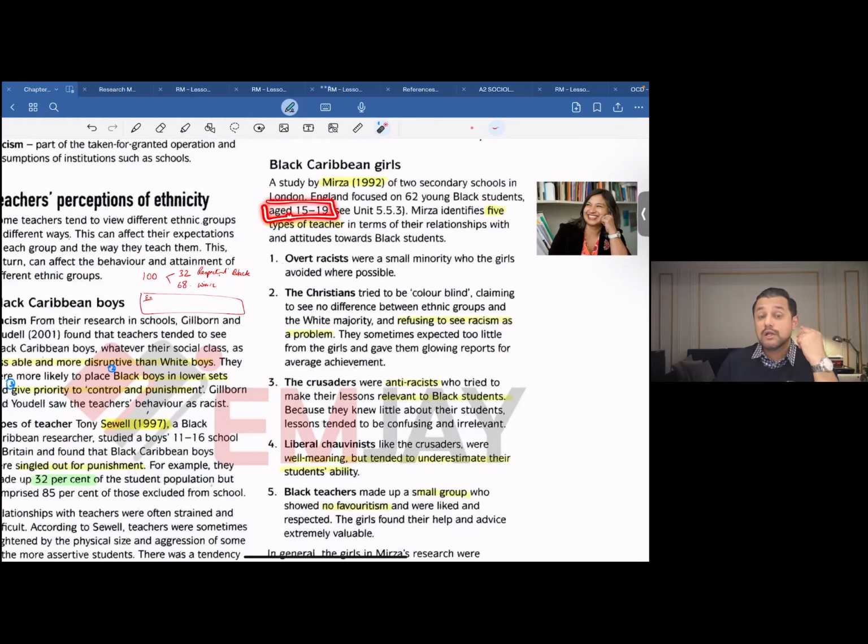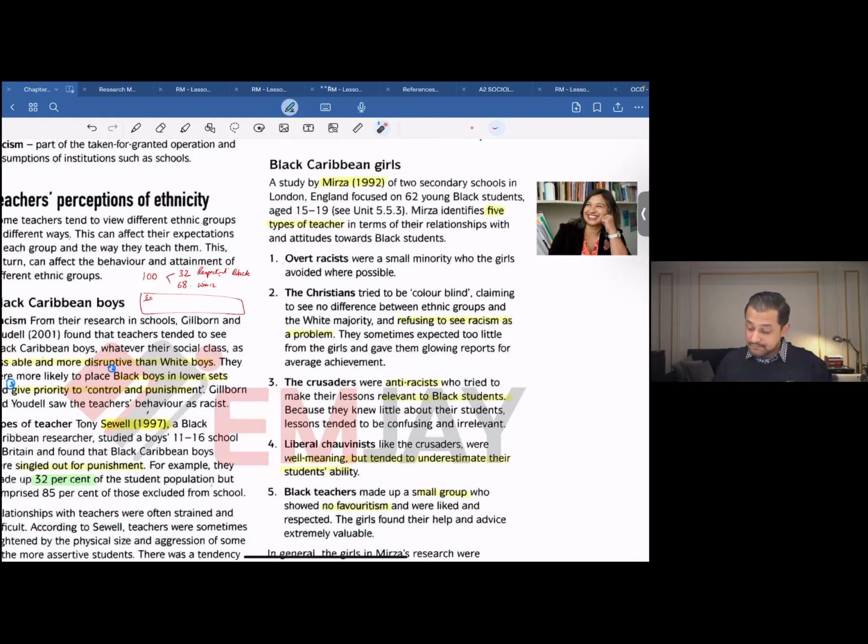So let me remind you, at the beginning, what I said was we would discuss five different theorists. We started off with Gilborn and Youdell, who conducted their research in the early 2000s. Number two, we spoke about Tony Sewell. Sewell conducted this research in 1997. Number three, we just spoke about Heidi Safia Mirza, also known as Mirza. She conducted research in 1992. Three down, two more to go.